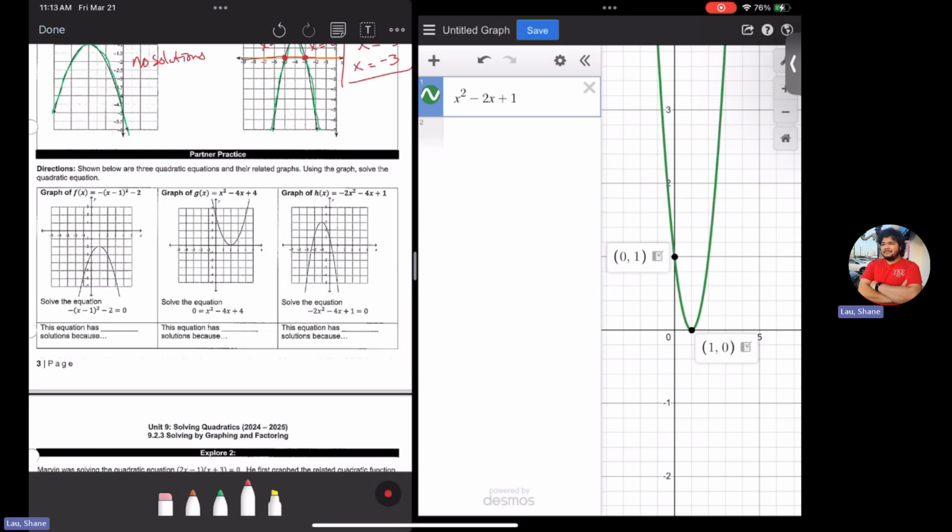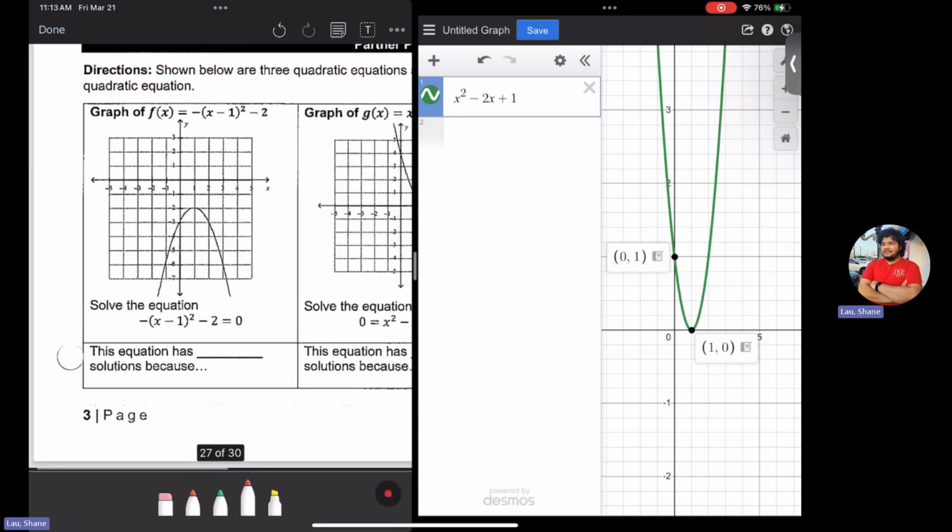And then you can unpause it and see from here. If I look at the graph of f of x equals negative (x minus 1) squared minus 2, with this first one I'm looking at right here, when I solve the graph, I see the equation has 0 solutions. And there is a reason for this. Well, the reason is very simple. Because the graph does not touch the x-axis. Very simple.